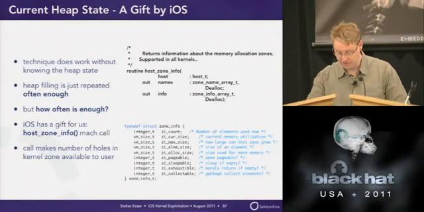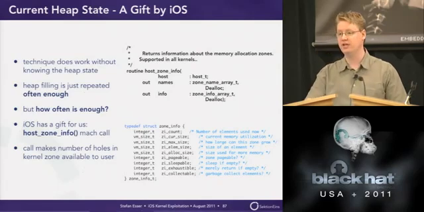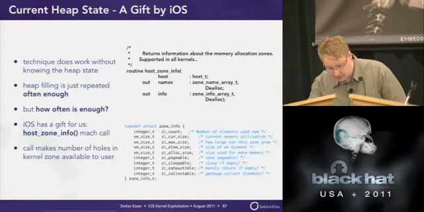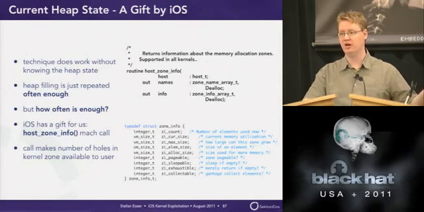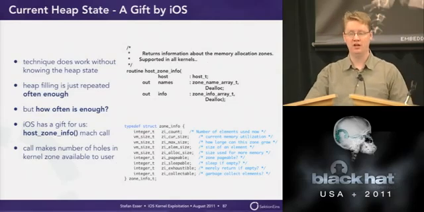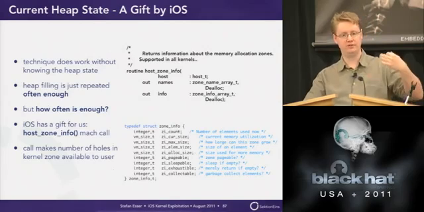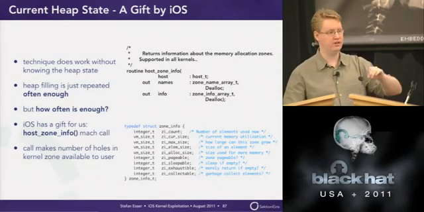This contains the count of elements actually allocated at the moment in the zone. It gives you the size of the zone at the moment, and you can divide that by the size of an element, and you know how many elements should be allocated. And when you know how many are allocated and how big the zone is at the moment, then you know how many are free. So you know exactly how many holes there are in the heap.